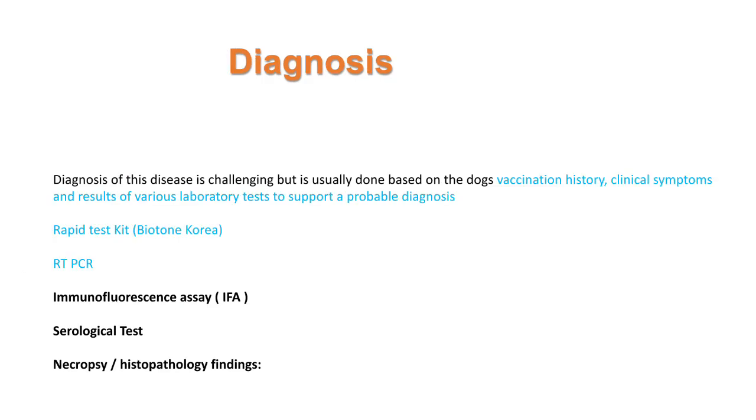If we talk about the diagnosis, usually at the clinical stage, it is made based on the clinical signs, that is, the nervous signs, GIT signs, respiratory signs, and the hard foot pad and the hard nose, the hyperkeratosis of the different regions. These are typical signs that, all together, refer to canine distemper virus. But there is also a rapid test kit from the Biotin company from Korea for rapid testing. Other tests include RT-PCR, immunofluorescent assay, serological test, necropsy, and histopathology after the death of the patient.